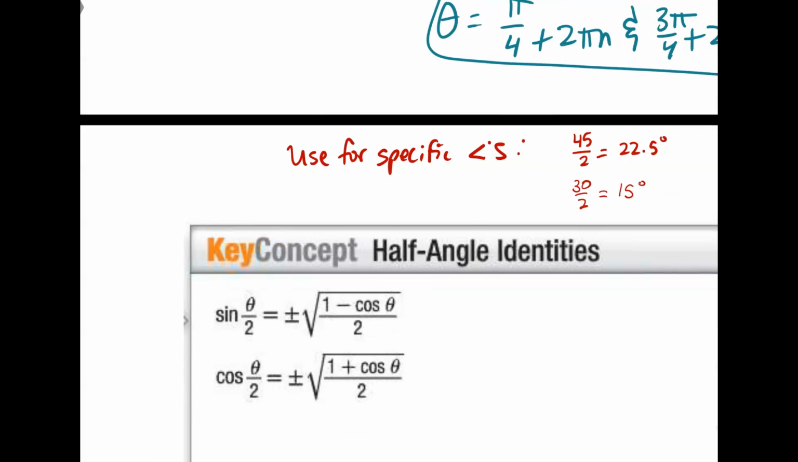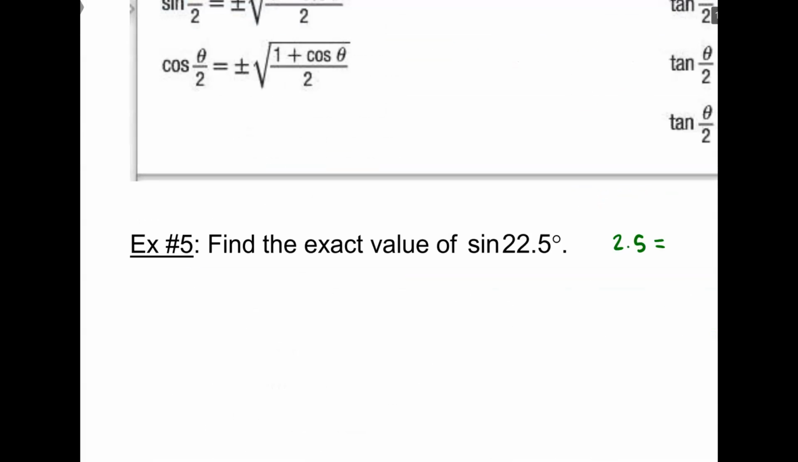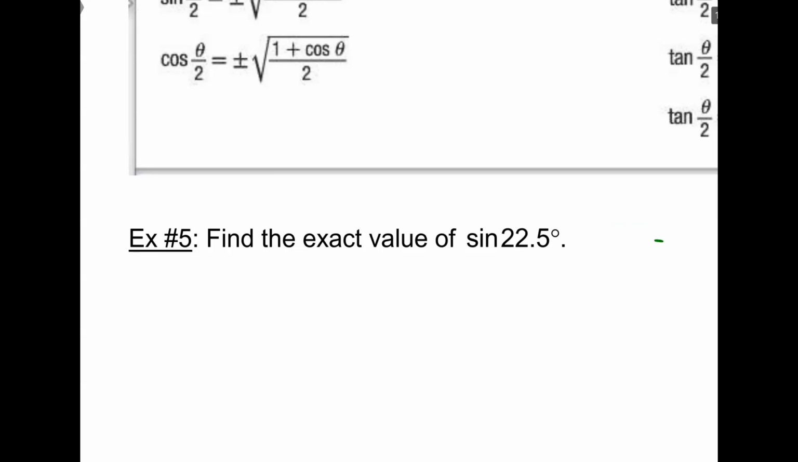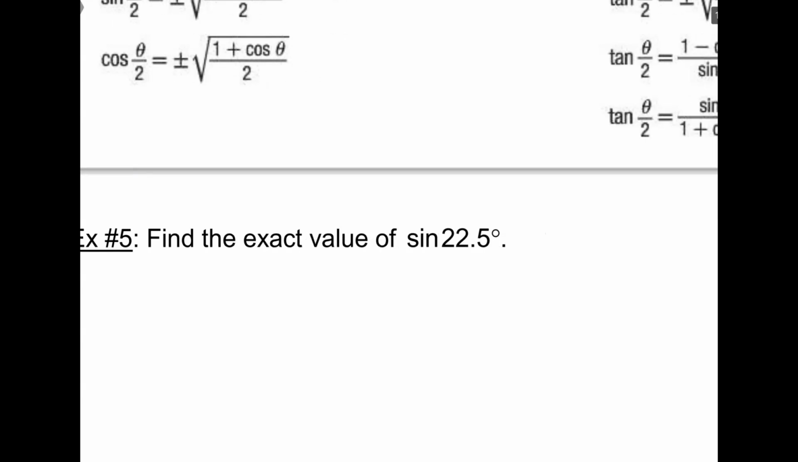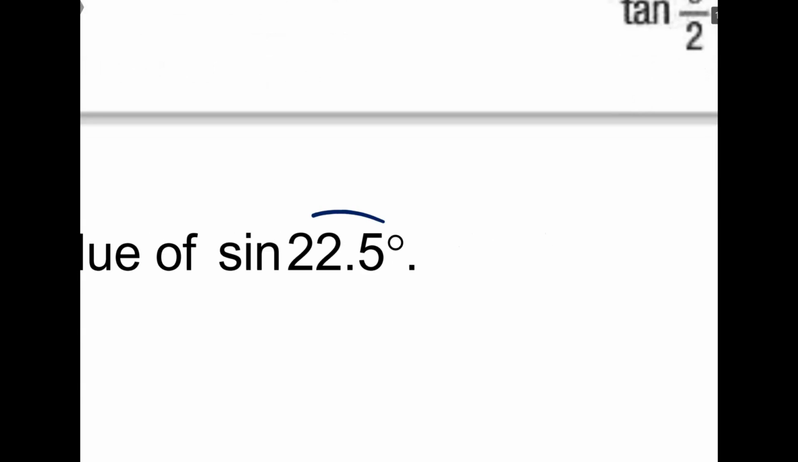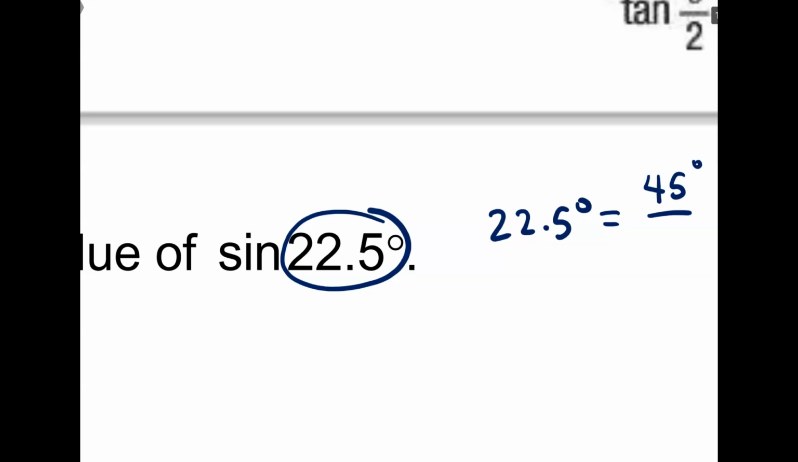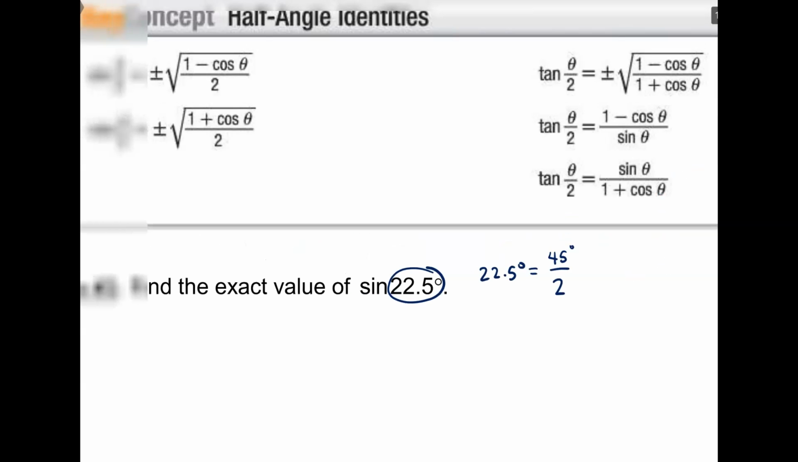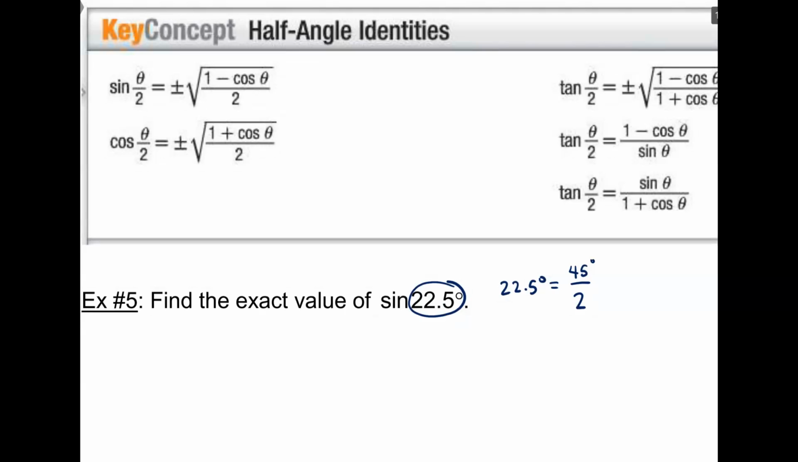Okay, here, let's go through an example. I think it's better when you talk about it that way. Find the exact value of sine of 22.5 degrees. This angle, 22.5 degrees, is the same thing as 45 degrees over 2. If you look at the equation up here, you see it's in terms of theta over 2. So the theta I'm going to be plugging into the equation right here would be the 45.